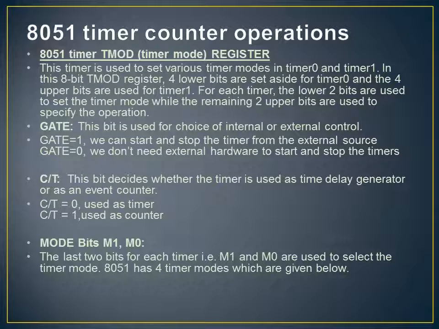Then C/T, that is counter or timer. This bit decides whether the timer is used as a delay generator or as an event counter. When C/T is equal to 0, it is used as a timer, and when C/T is equal to 1, it is used as a counter. Mode bits M1 and M0: the last 2 bits for each timer are used to select the timer mode. 8051 has 4 timer modes, which are given below.